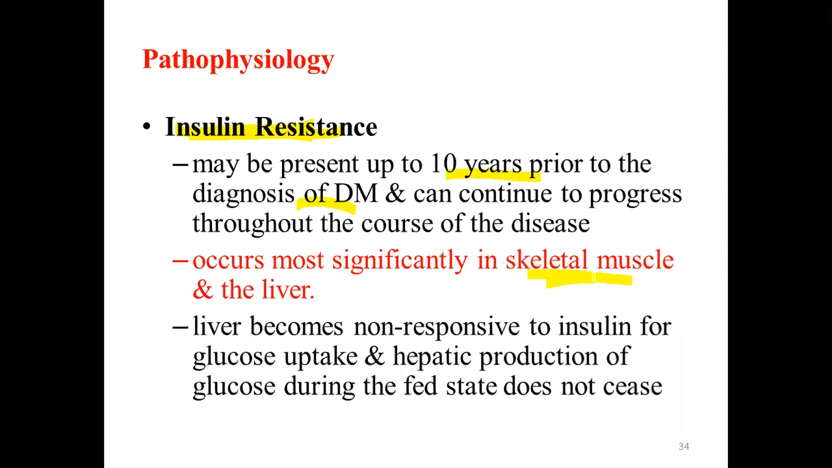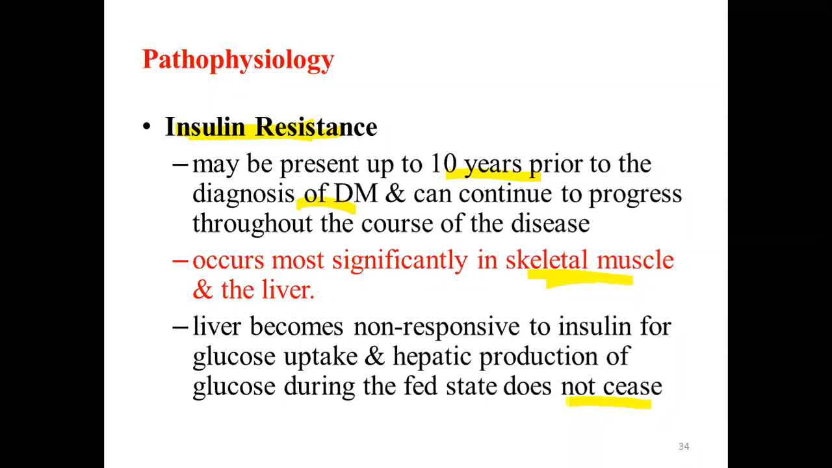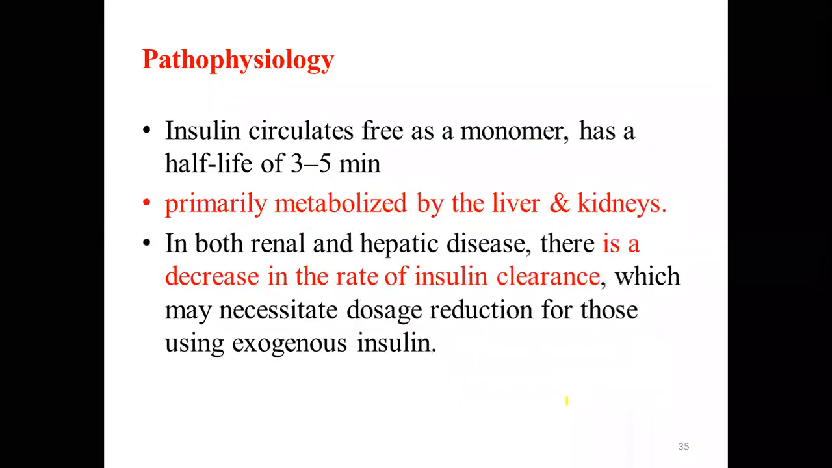So the liver becomes unresponsive to insulin for glucose uptake, and the hepatic production of glucose during the fed state does not cease. In principle, when we are eating, hepatic production is supposed to cease because we are replacing glucose. But in the case of resistance, the target organs are not responding, so the body perceives that it is supposed to produce more glucose, even by hepatic glycogenolysis. This is because of resistance.